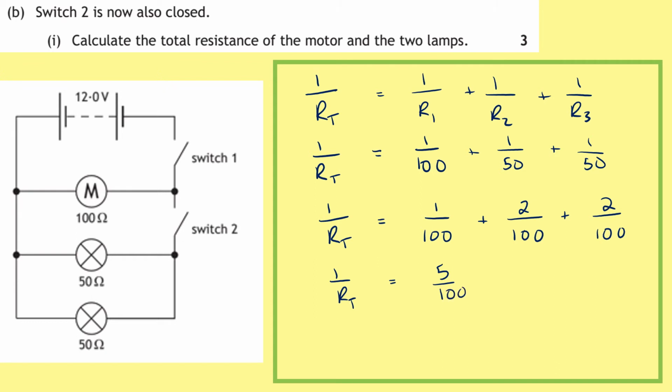Now we're going to flip our fraction or cross multiply. I'm going to flip my fraction, so RT over 1 equals 100 over 5. Therefore, our total resistance equals 100 divided by 5, which is 20 ohms.